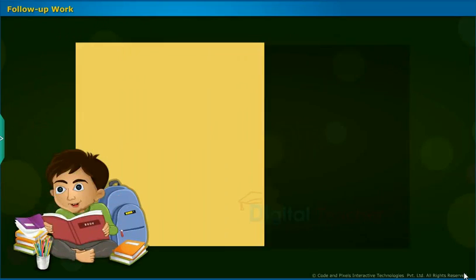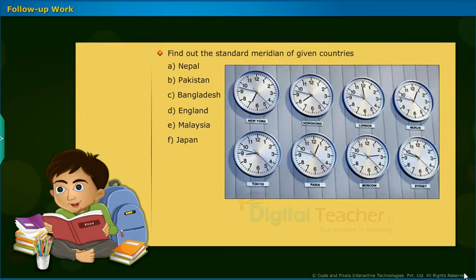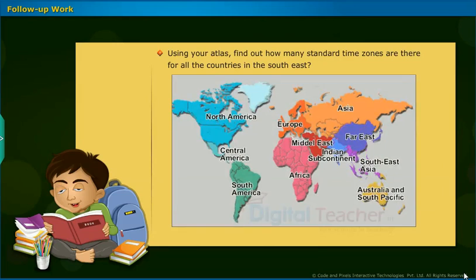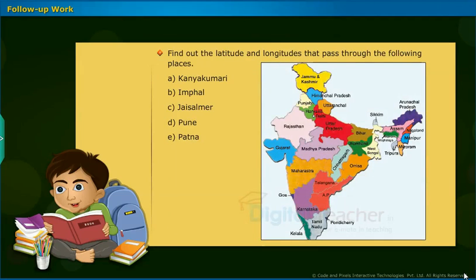Follow-up work. Find out the standard meridian of the given countries: Nepal, Pakistan, Bangladesh, England, Malaysia, Japan. Using your atlas, find out how many standard time zones there are for all the countries in the southeast. Find out the latitudes and longitudes that pass through the following places: Kanyakumari, Imphal, Jaisalmer, Pune, Patna.